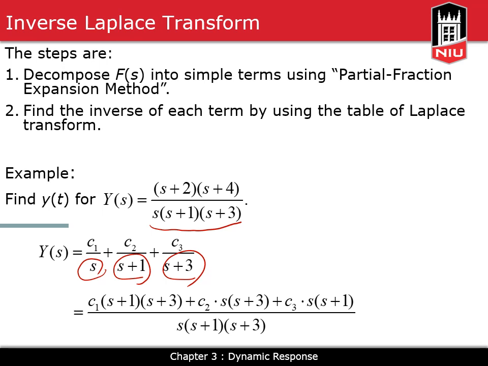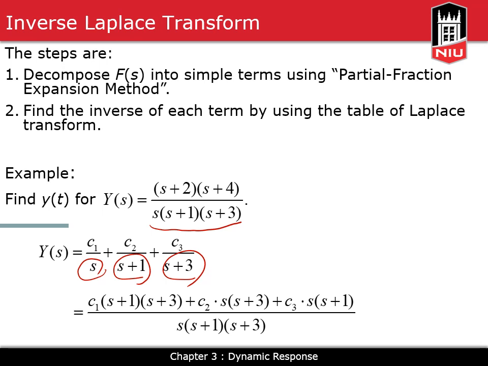The numerators are constants that we will have to find values for. You can name those anything like a, b, c, or a1, a2, a3, or in this case, say c1, c2, c3. For only one combination of numbers for c1, c2, and c3, the summation of these fractions will be equivalent to y of s that we are given in the first place. So we have to find those numbers.